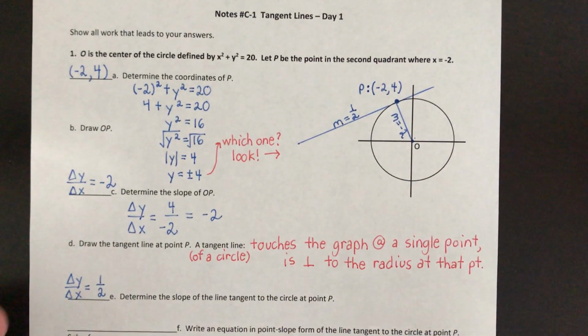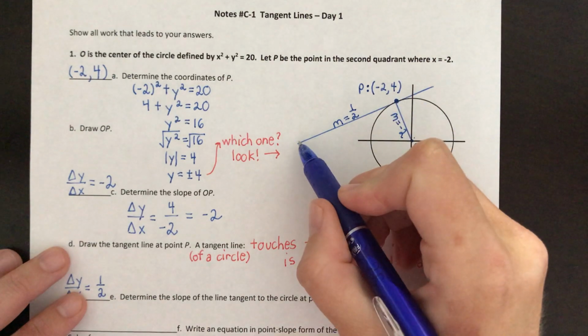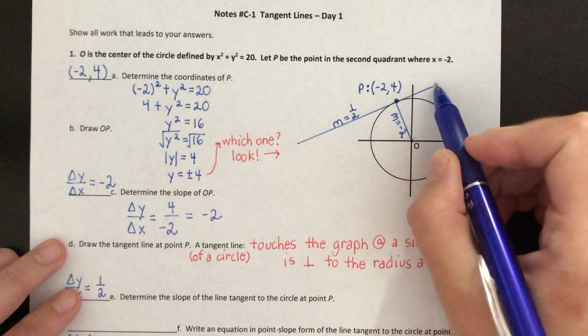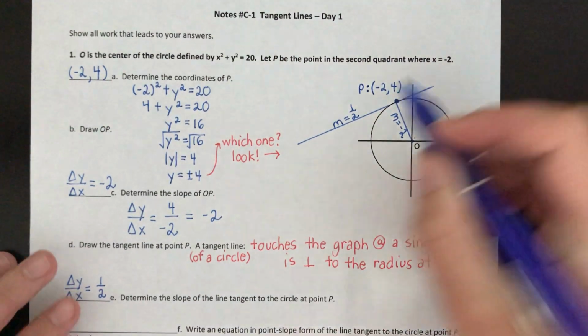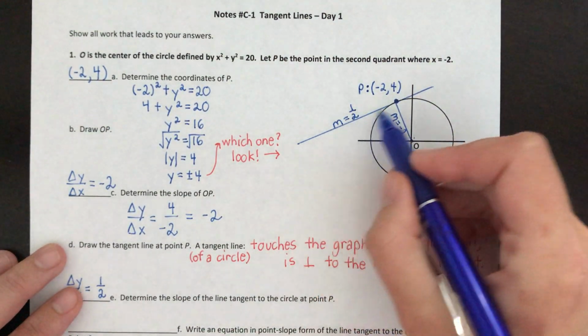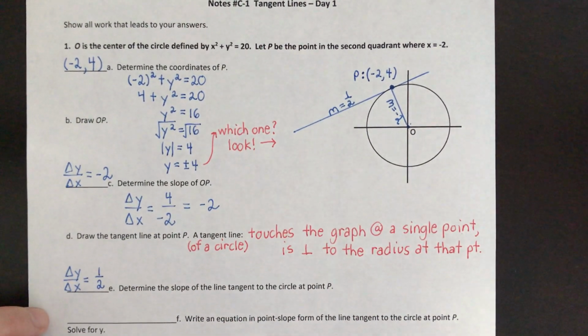And hopefully all that makes sense. And you can tell it's 1/2. That makes sense because it's not increasing at such a steep rate. Like this one, the rate is -2. It makes sense that it's more steep than this one that has a slope of 1/2. So hopefully it's all kind of making sense to you.